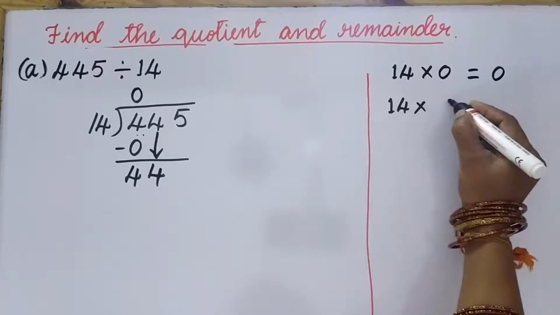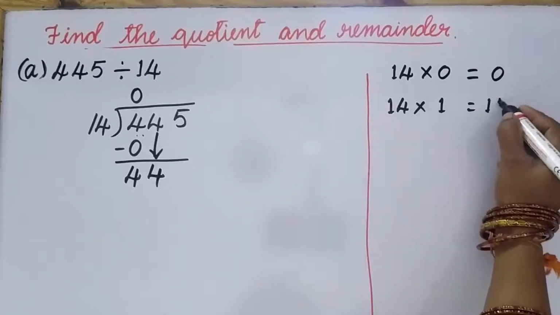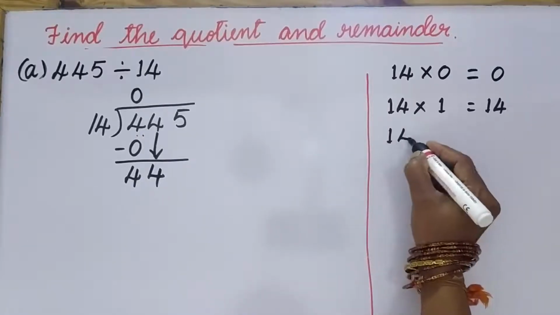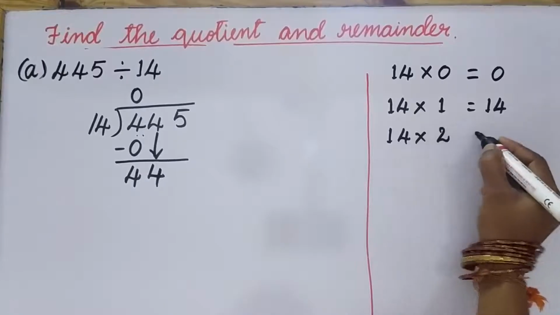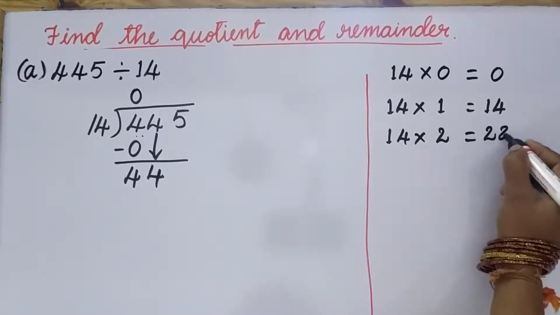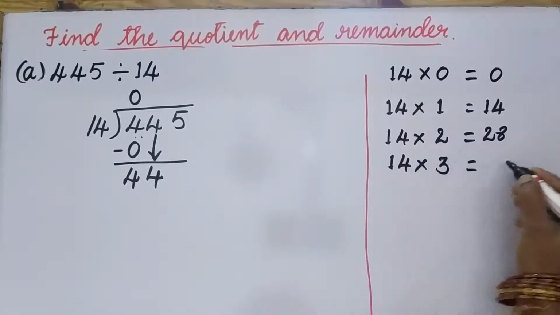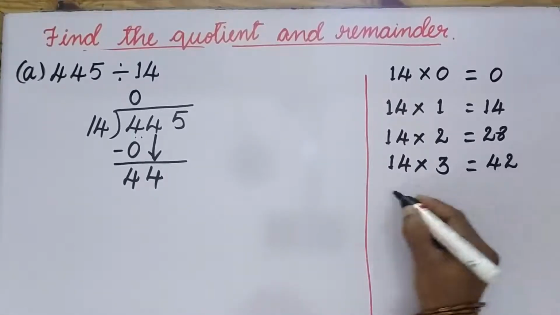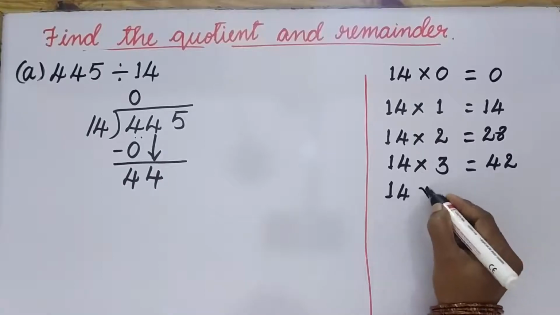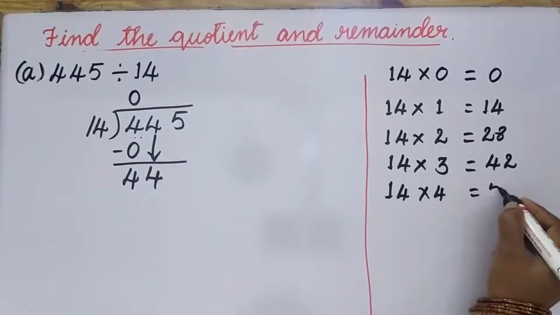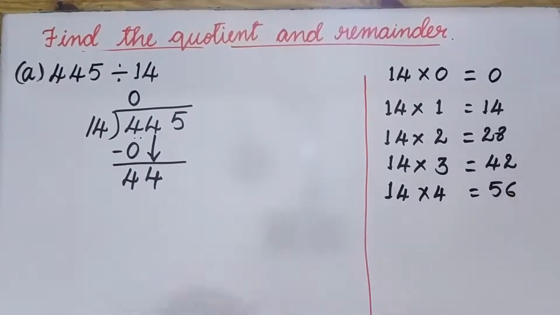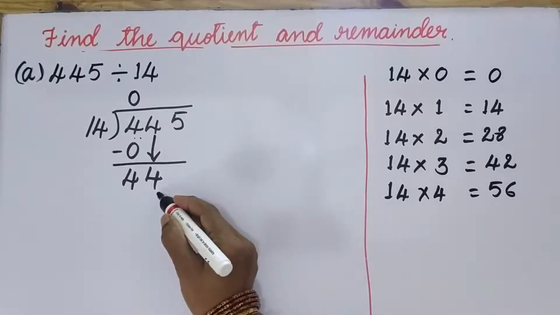14 ones are 14. 14 twos are how much? Yes, it is 28. 14 threes are 42. 14 fours are 56. Okay. Now check. Here we have 44.